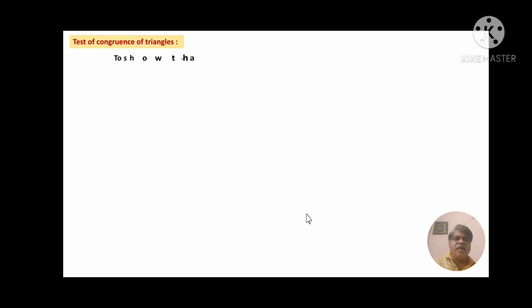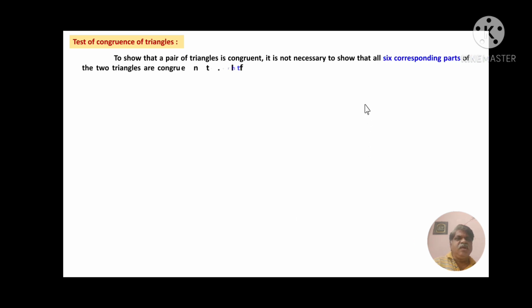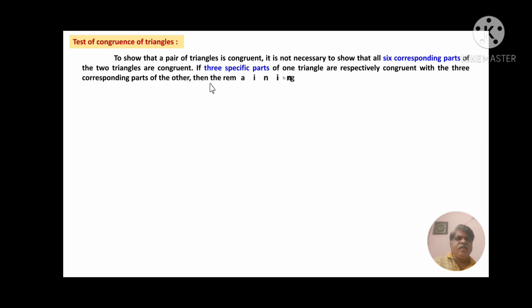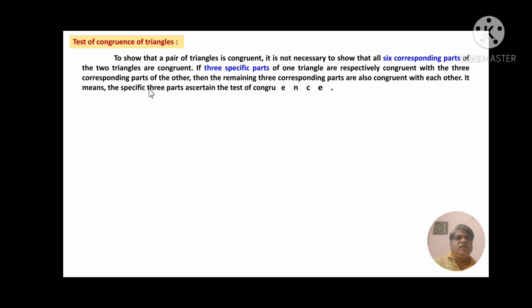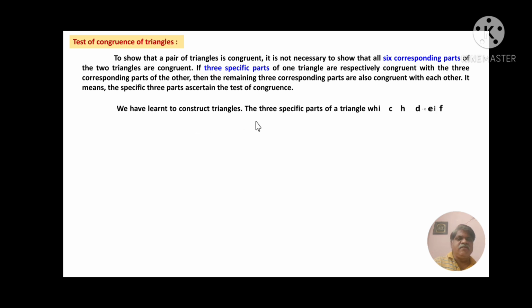Test of congruencies of a triangle. To show that a pair of triangles is congruent, it is not necessary to show that all six corresponding parts of the two triangles are congruent. If three specific parts of one triangle are respectively congruent with the three corresponding parts of the other, then the remaining three corresponding parts are also congruent with each other. It means the specific three parts ascertain the test of congruence. We have learned to construct triangles. The three specific parts of a triangle which define a unique triangle decide a test of congruence.